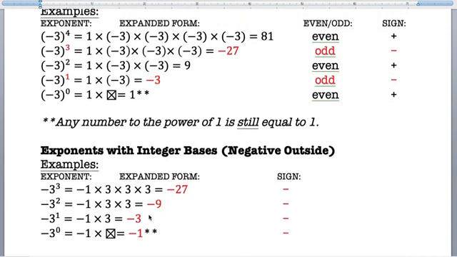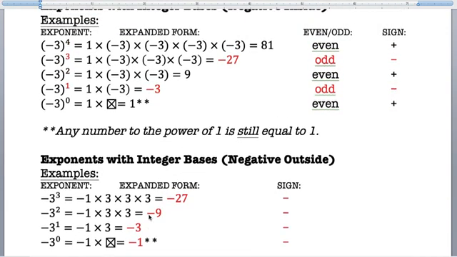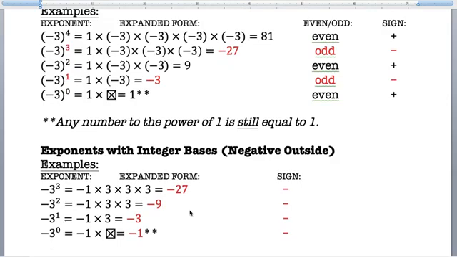Make sure in your notes that you have the difference between these two types of problems. If it's in the parentheses, it's going to change the answer to either positive or negative. If it's outside, if it's hanging outside, it means it's definitely going to make it to the answer.